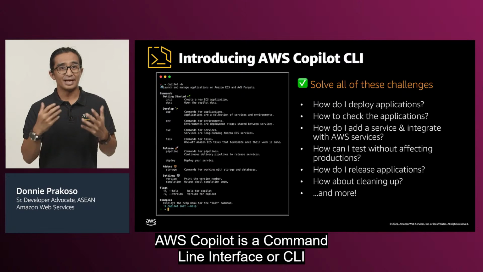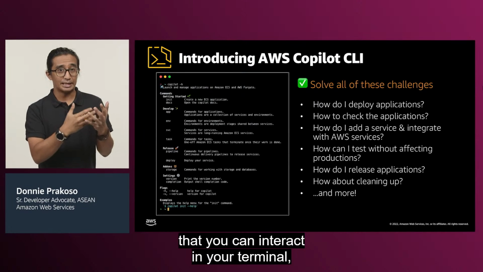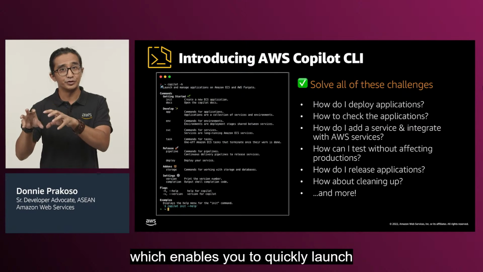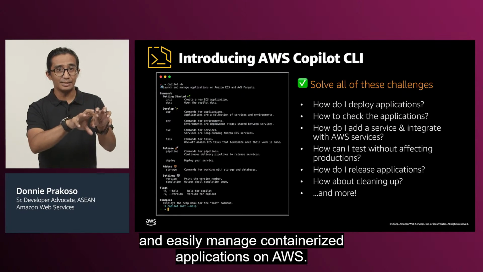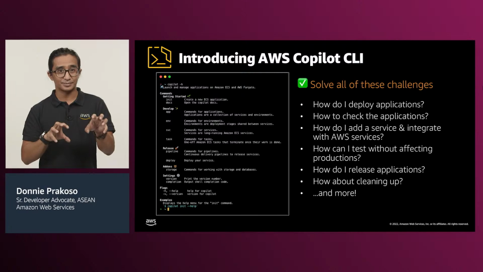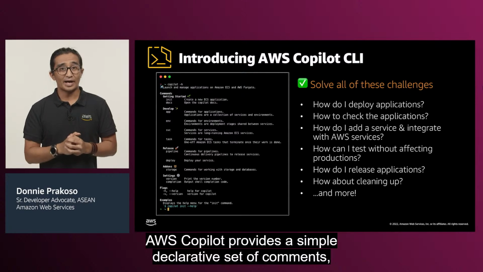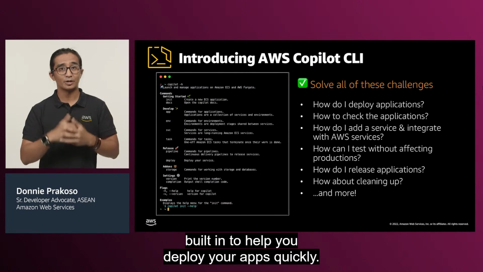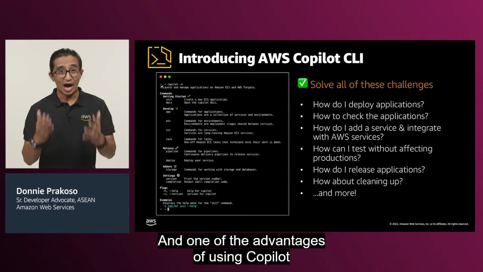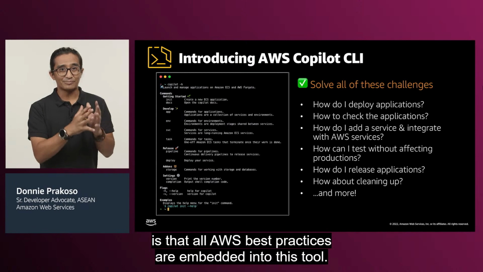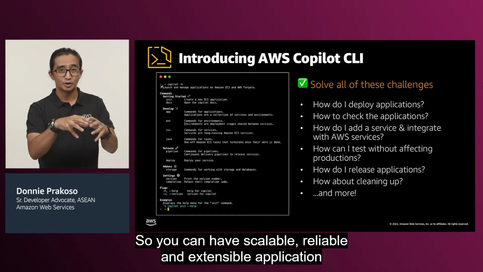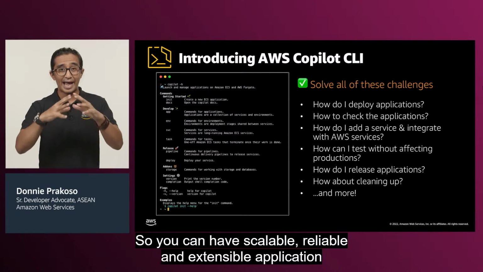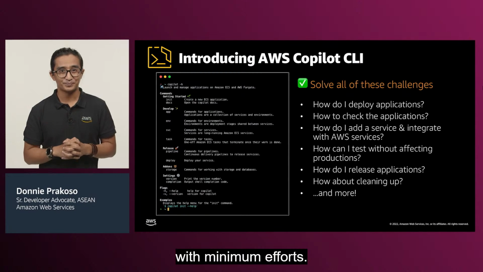AWS Copilot is a command line interface, or CLI, that you can interact with in your terminal, which enables you to quickly launch and easily manage containerized applications on AWS. AWS Copilot provides a simple, declarative set of commands, including examples and guided experience built in to help you deploy your apps quickly. And one of the advantages of using Copilot is that all AWS best practices are embedded into this tool, so you can have a scalable, reliable, and extensible application with minimum effort.